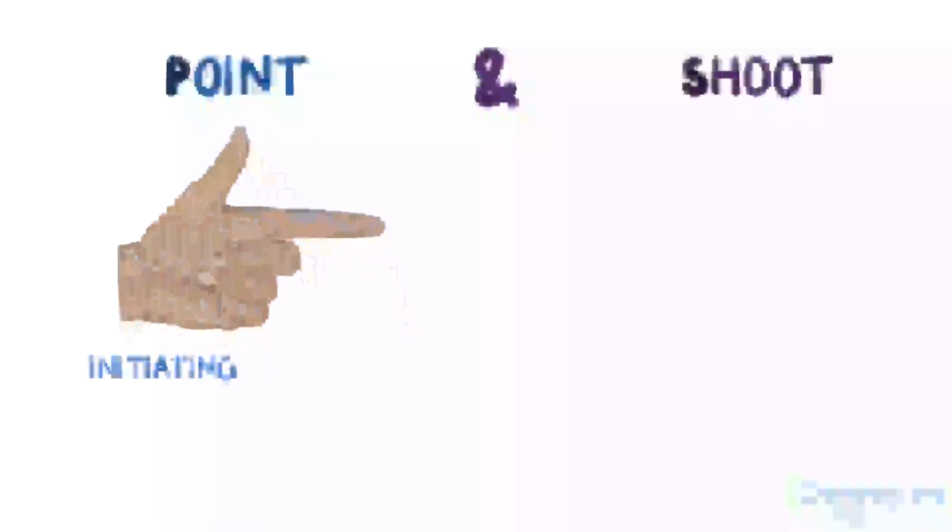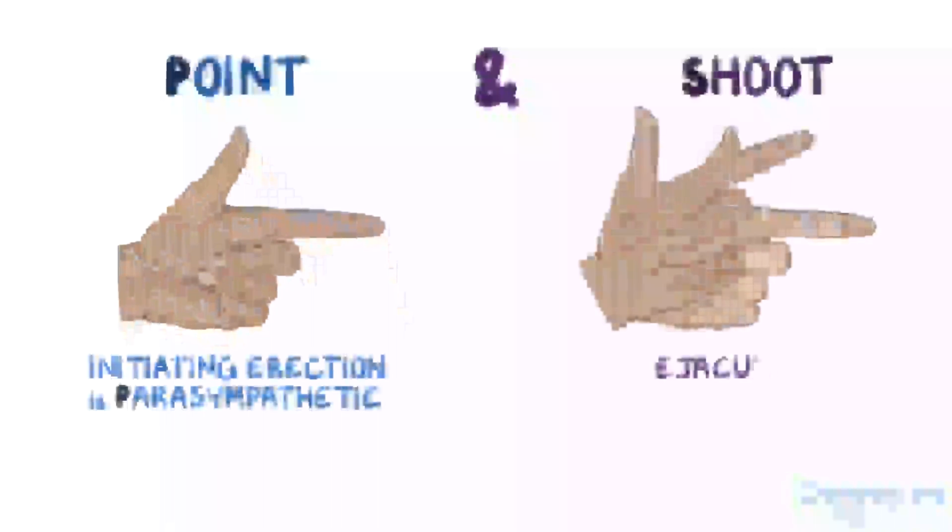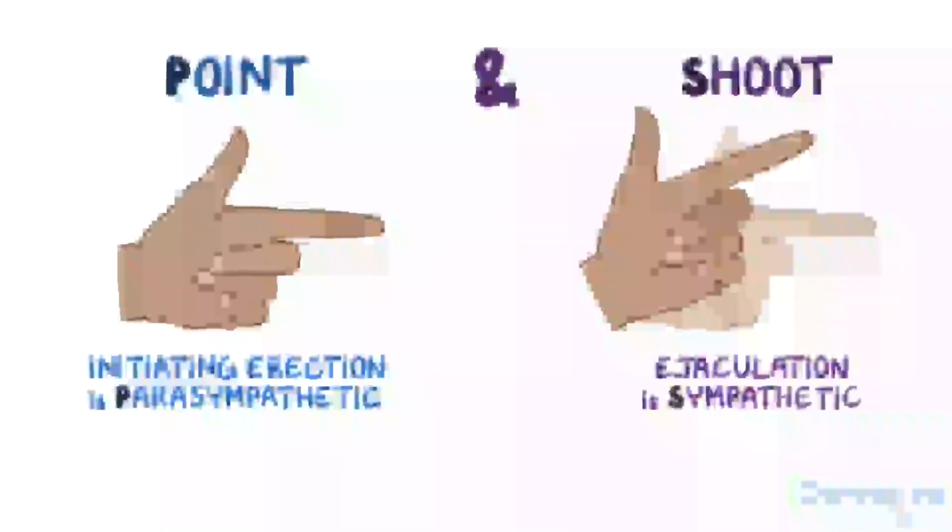Now, here's a study tip for you. The mnemonic point and shoot can help you remember that point, or initiating an erection, is parasympathetic, and shoot, or ejaculation, is sympathetic.